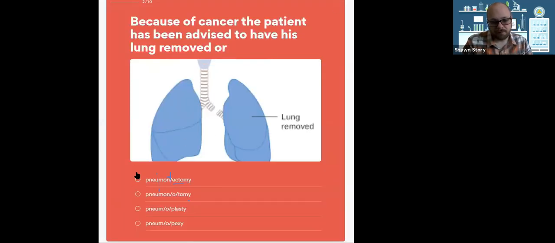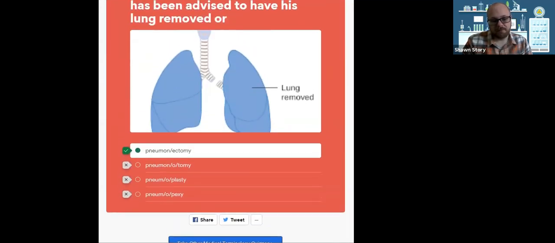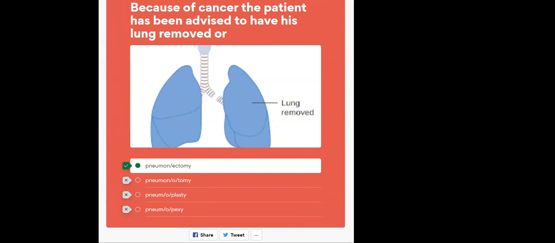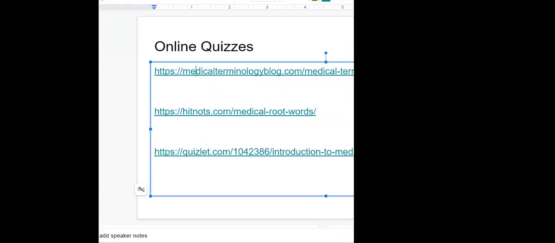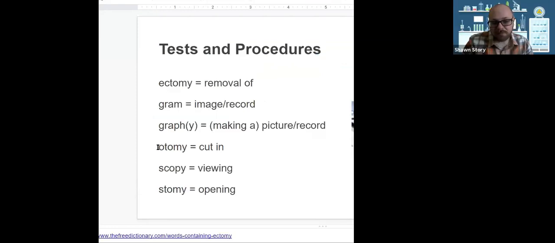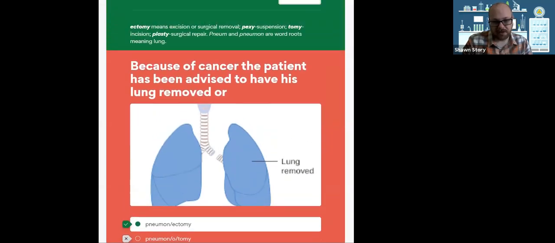Very good. Because what are some of the other ones? What's otomy? Plexi? We didn't look at plasty, we didn't look at plexi, but we did look at otomy. What was otomy again? It would be under our procedures. Otomy is to cut into, but we did remove, which is the ectomy. Excellent. All right, next question.